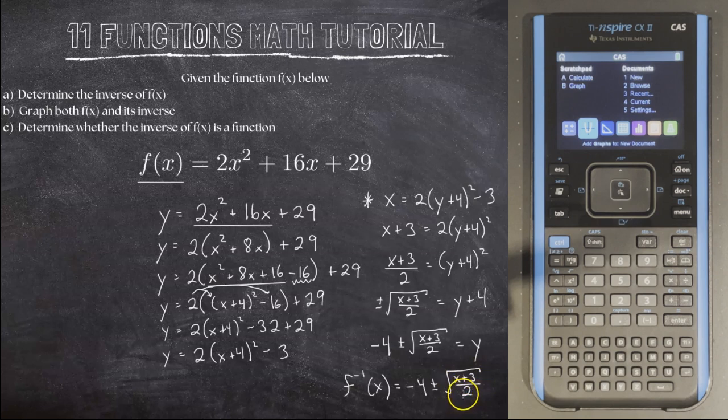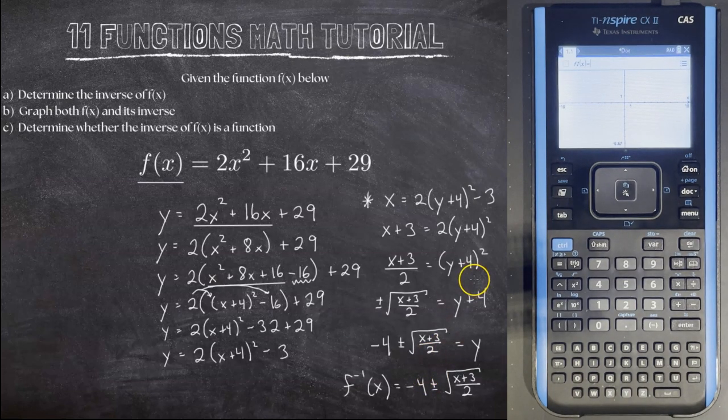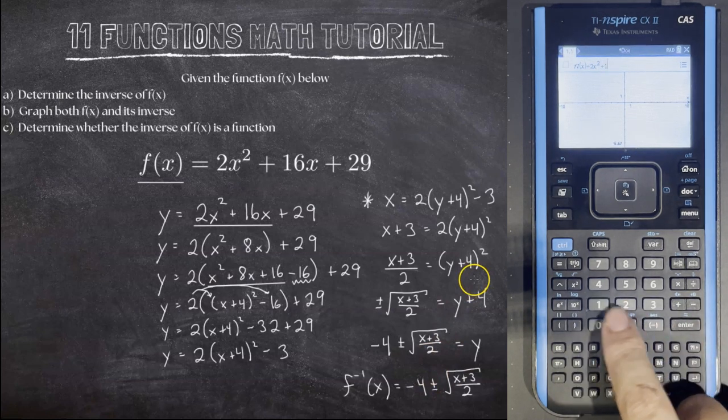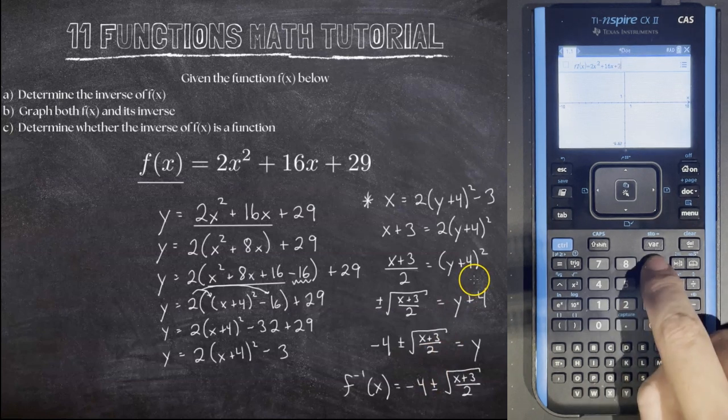Let's graph both the function and its inverse to see what this actually looks like. And then let's determine if the inverse of this function really is a function. So we're going to get out our graphing calculator. All right, so let's start by graphing the original function f of x. So we're going to have 2x squared plus 16x plus 29.